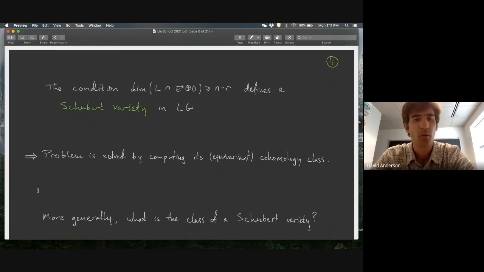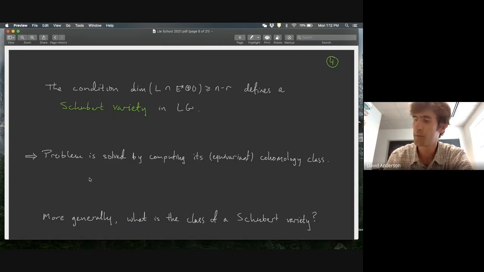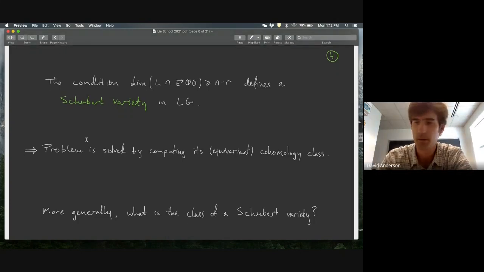But more generally, what is the class of a Schubert variety in, say, the Lagrangian Grassmannian or in a more general Grassmannian altogether? So what I want to do for the rest of the talk is talk about this problem of finding the class of a Schubert variety. And for most of the talk I'll actually talk about a different setting, a different ambient Grassmannian, but we'll come back to this one later. I want to tell you a little bit about the history of this problem, going back a little ways.